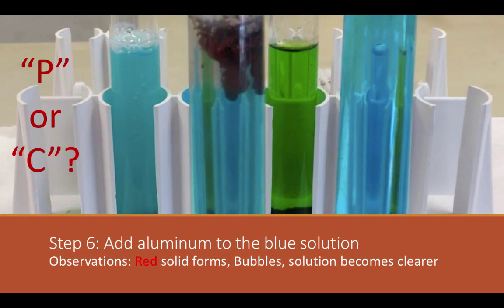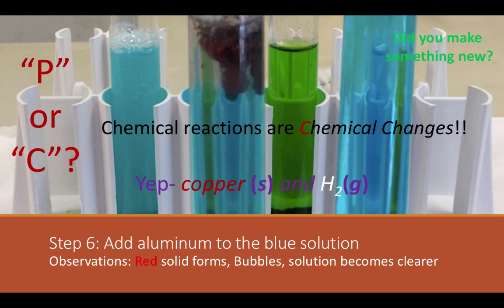For step 6, you added a strip of aluminum to the blue solution. You should have observed a red solid forming, bubbles forming, the test tube becoming warmer, and if you waited long enough, the solution became colorless. Did you make something new? Well, there was definitely a color change. You started with a silvery metal in a blue solution, and you ended up with a red solid, a colorless gas, and a colorless solution. You also observed a temperature change, and a new phase was produced, a gas. In this case, you observed all three indicators of a chemical reaction. This was definitely a chemical change.